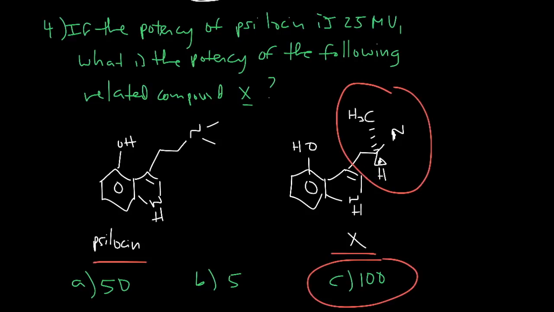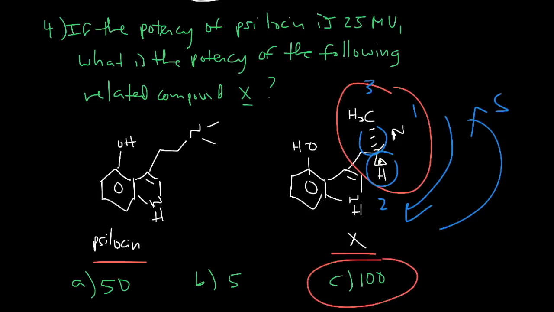Which one is it? Is it R or S? So let's see. This is 1, 2, 3, going this way, but the lowest priority is not in the back, so hydrogen is not in the dash, so you have to reverse it, so it's S.